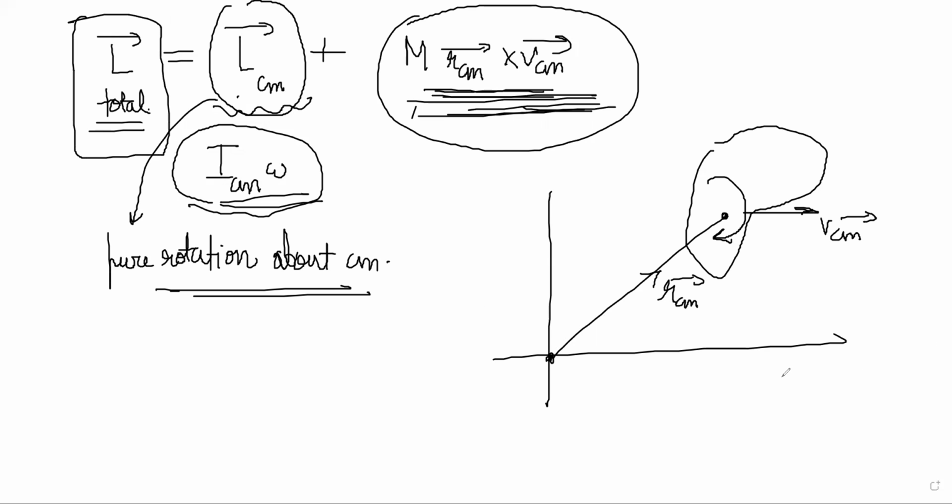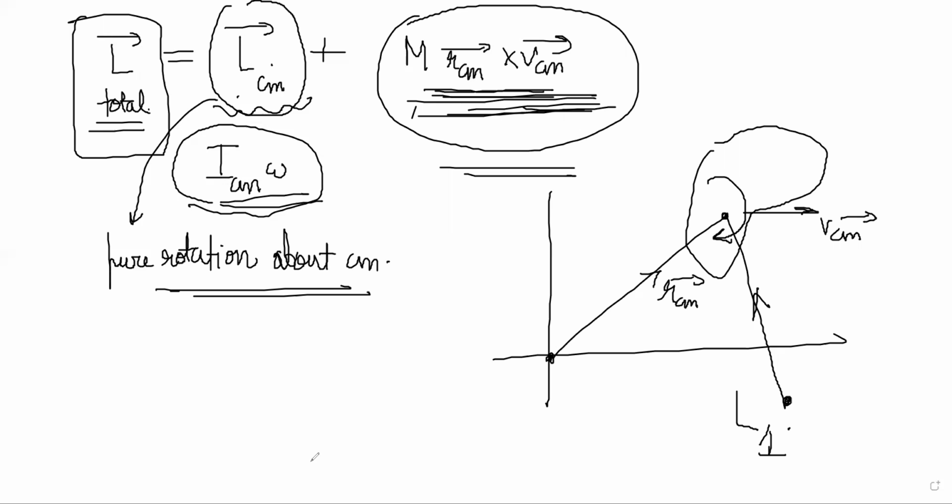If you had a different point, you would have to use a different RCM and VCM. If you want to take L about point 1, then this second term will be different, and the first term will be the same. You understand? So that is the angular momentum calculation in the case when there is rotation plus translation.